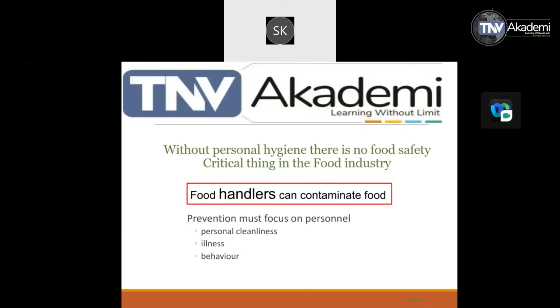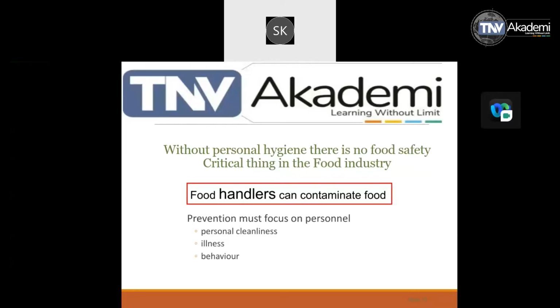Personal cleanliness means that the employee who is entering the production area, the GMP area, should be clean. His clothes should be clean. His hands should be clean, so that the chances of cross contamination can be avoided. And second is the illness. If he has any type of illness, he or she can contaminate the food. And the third one is the behavior.